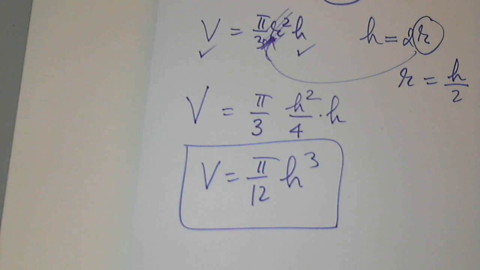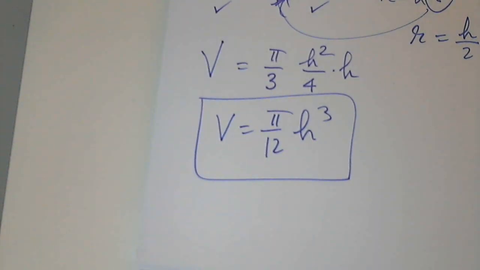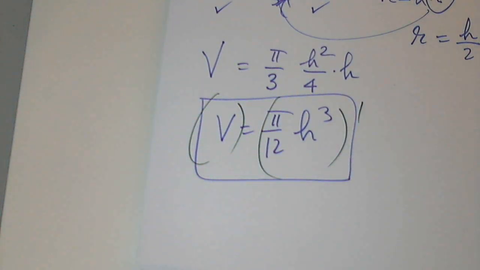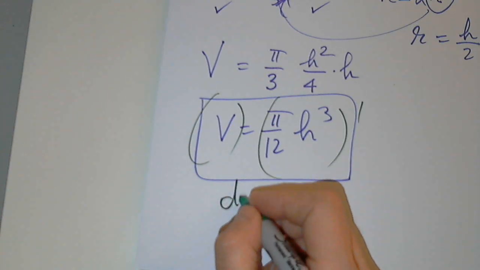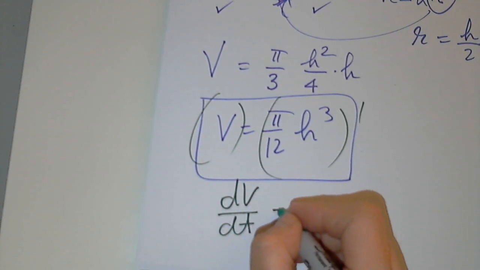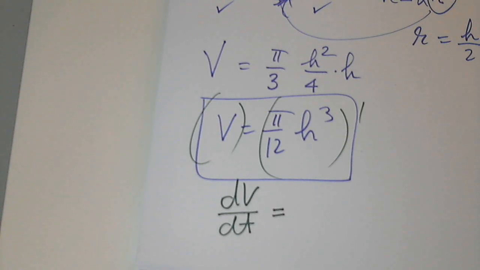Good. After I determine this, what is my next step? Of course, because I'm interested in dh over dt. Good. So when we differentiate the left, we have to differentiate the right. The left derivative of the volume is 30. dV over dt. On the right-hand side, we can plug in any numbers till the very end. Good. What now?